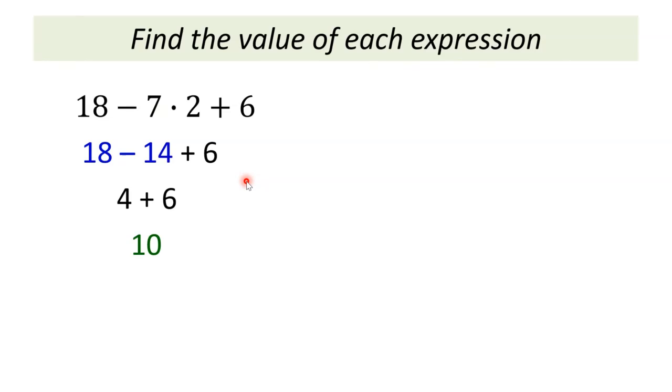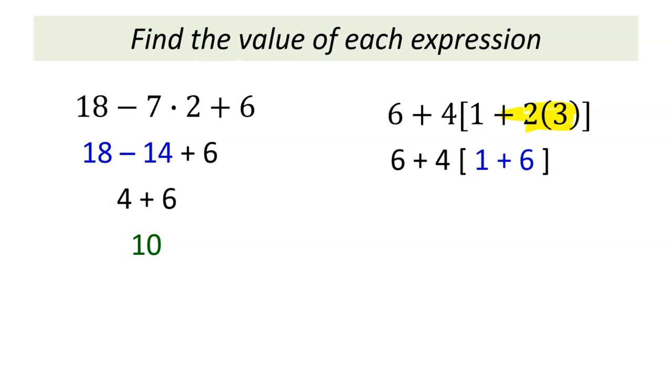Let's look at another problem. 6 plus 4 times the parentheses, 1 plus 2 times 3. Let me get the highlighter in this problem. In this example, I will start with the innermost parentheses first, meaning I will start by multiplying 2 and 3 first. That will give me 6 plus 4 times 1 plus 6. I'm still inside the parentheses, so I will add 1 plus 6 first. The parentheses has to be done first.